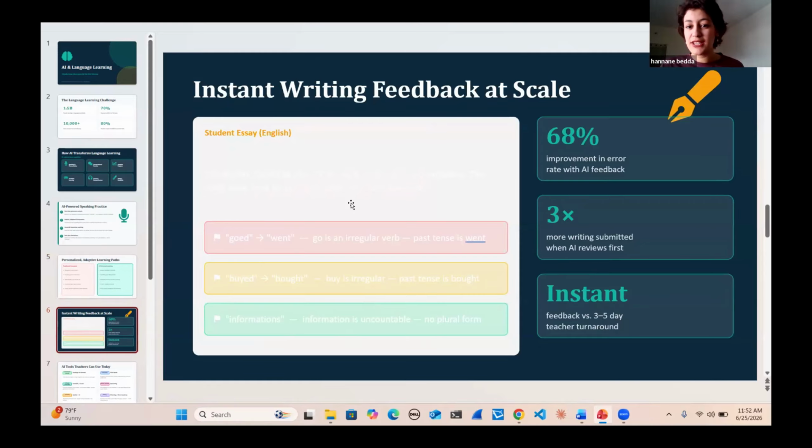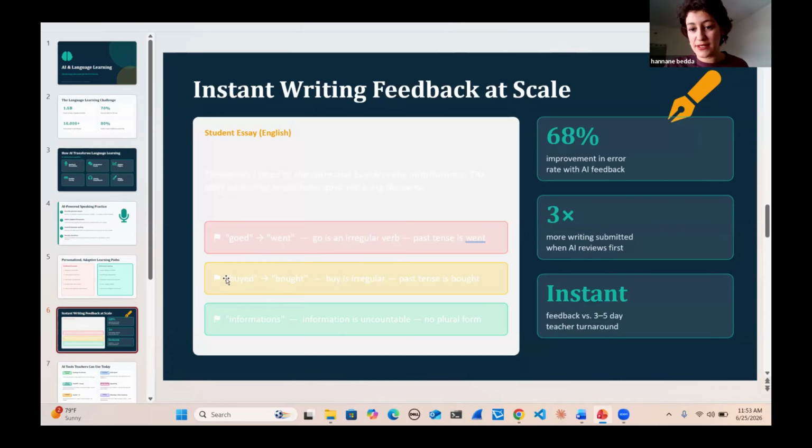Now we have instant writing feedback at scale. For example, we have a student essay: "Yesterday I goed to the store and buyed many informations. The staff were very helpful and gave me a big discount." So here, if you see, we have "goed". It's supposed to be "went". Go is an irregular verb. You know the rest. And we have "buyed", which should be "bought". And "informations" with an S is supposed to be "information", which is uncountable, with no plural form.